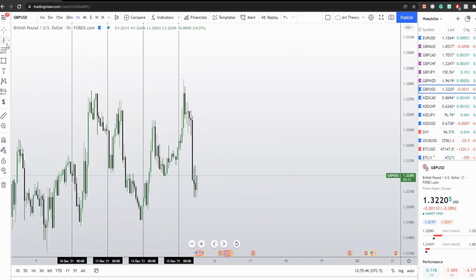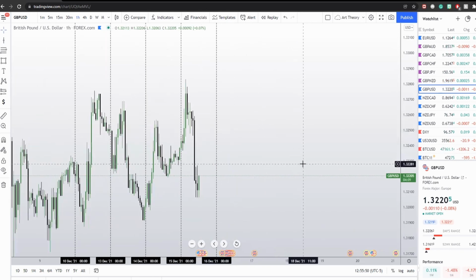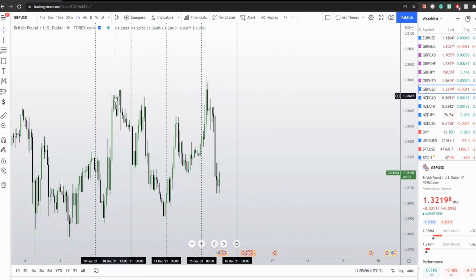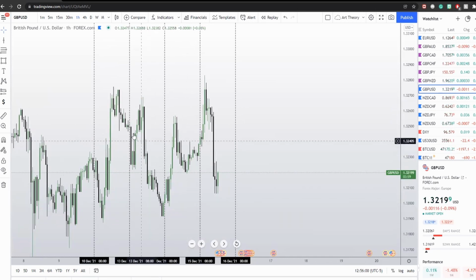After I do this, you have your sections now. This is where true day begins and you can start seeing the moves. This is a Judas into expansion in New York. Same thing here, Judas expansion, and you can see price action forming here.